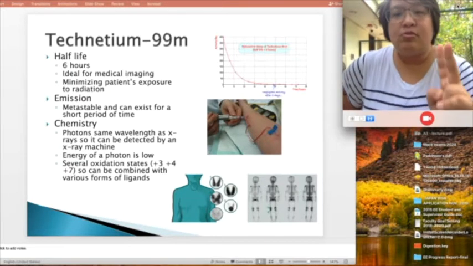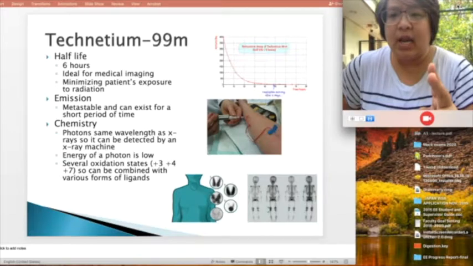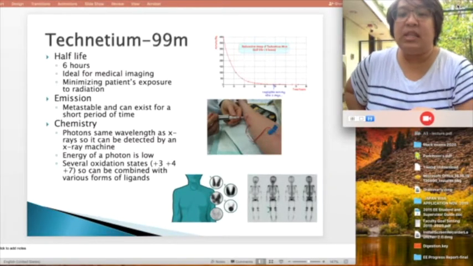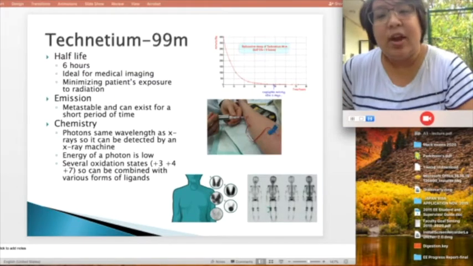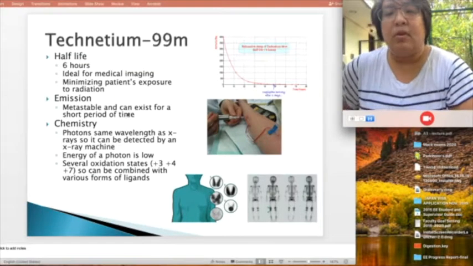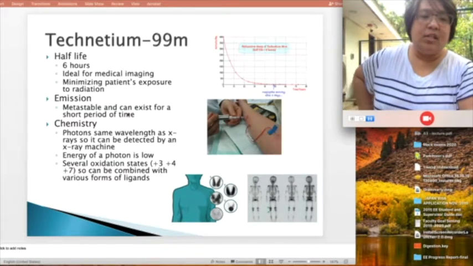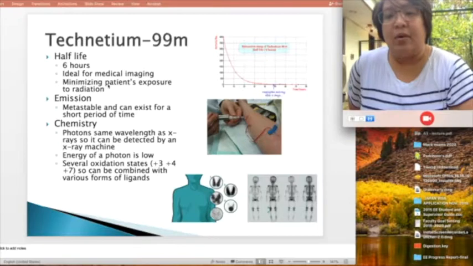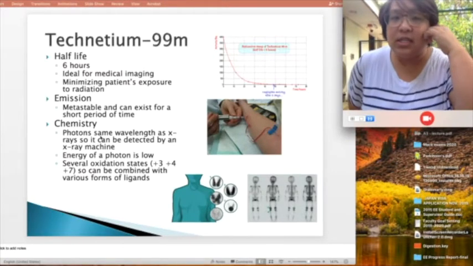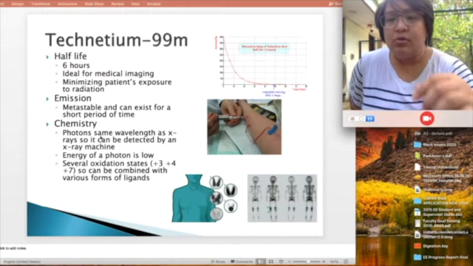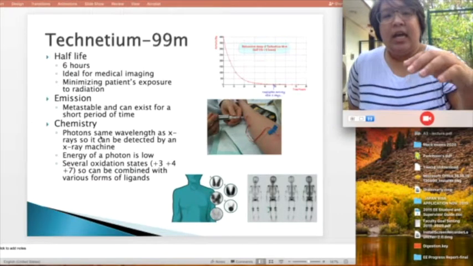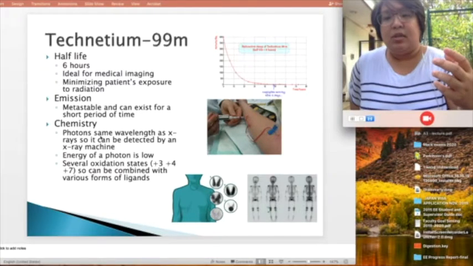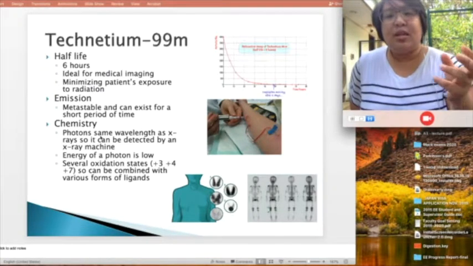Second reason why we use technetium 99 is because it's metastable. That's what the letter M stands for. It's metastable, which means it can exist for only a short period of time. As I've mentioned, its half-life is only 6 hours. Then lastly and most importantly is its chemistry. As the technetium 99 disintegrates, it emits photons very similar to X-rays.